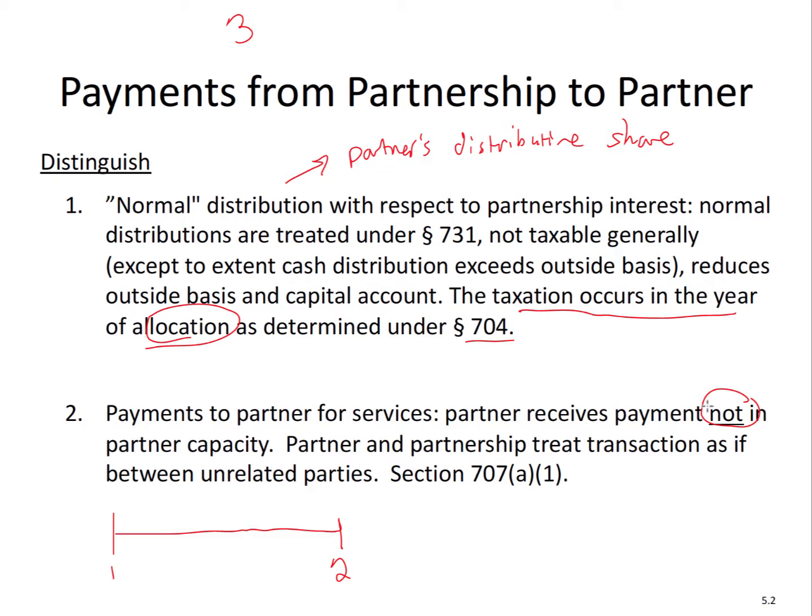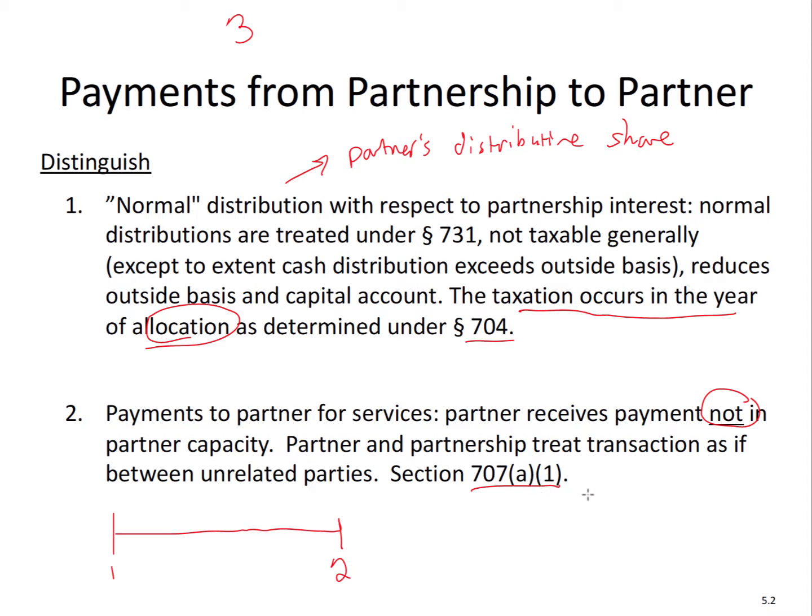Well, let's say the partnership gets sued, and one of the partners is a lawyer. Again, the partner is not a lawyer with respect to the partnership, but they are a lawyer outside the partnership. So let's say they have their own law firm. Well, let's say the partnership hires that partner, not in his or her partner capacity, but as a lawyer outside the partnership to represent the partnership, and they pay them. That would be exactly what we have here. It's treated under section 707(a)(1).